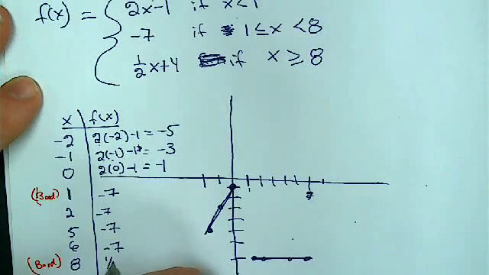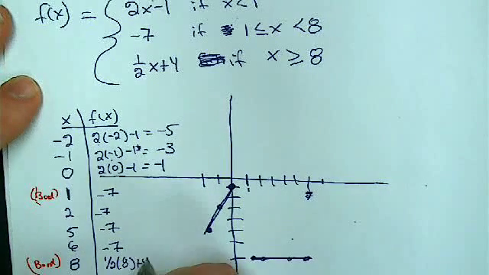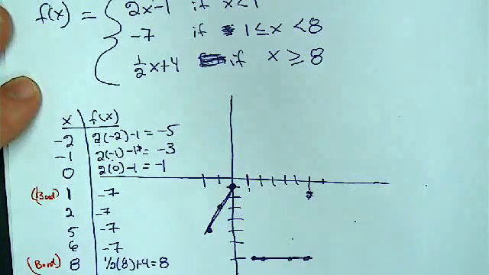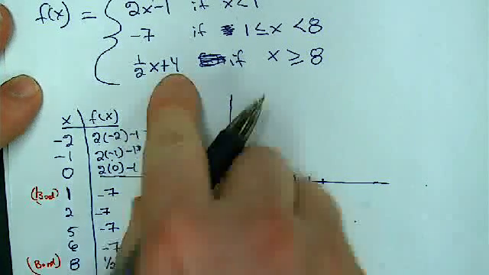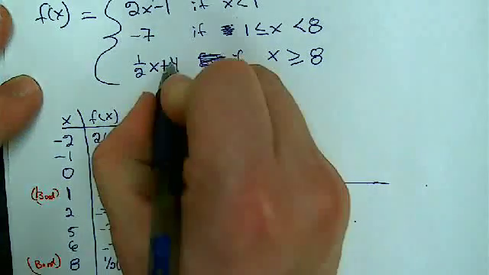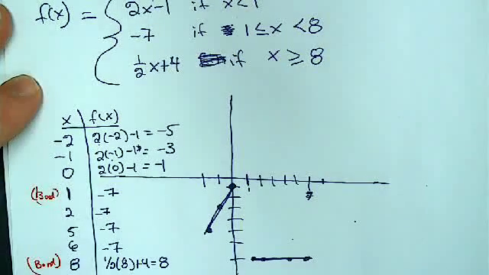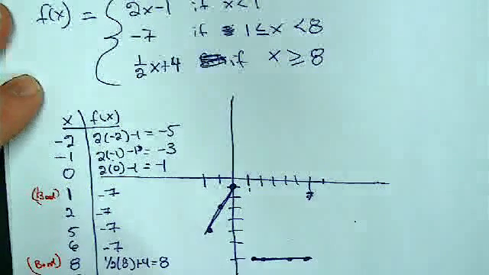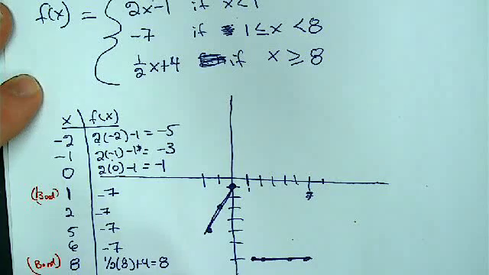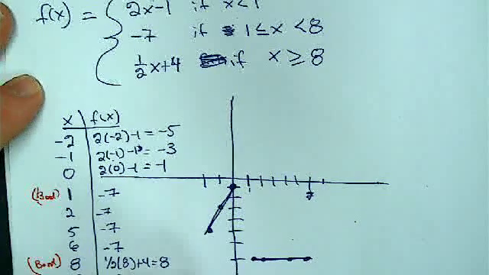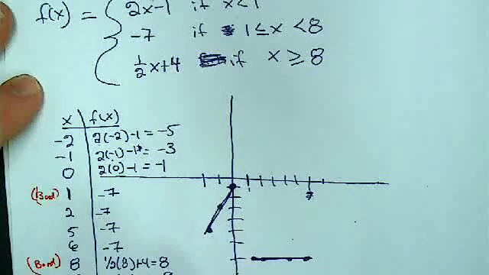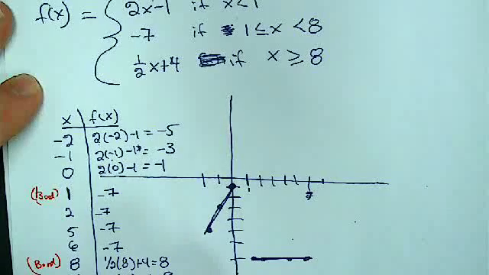So that's half 8 plus 4, which is 8 again. How do you get the +4 though? Right there. That's a 4. I thought that was a y. Nope, that's a 4. And then let's get 2 more points to round this out. So 10, so half of 10 plus 4 is 9. And half of 12 plus 4 is 10.